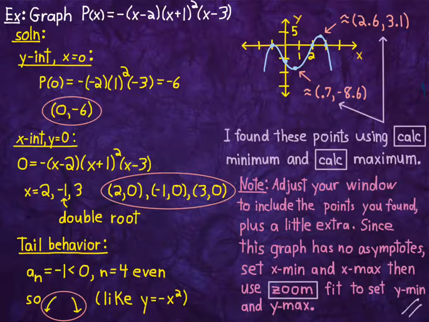Since this graph has no asymptotes, why? Because polynomials don't have asymptotes. Keep that in mind. Polynomials do not have asymptotes.